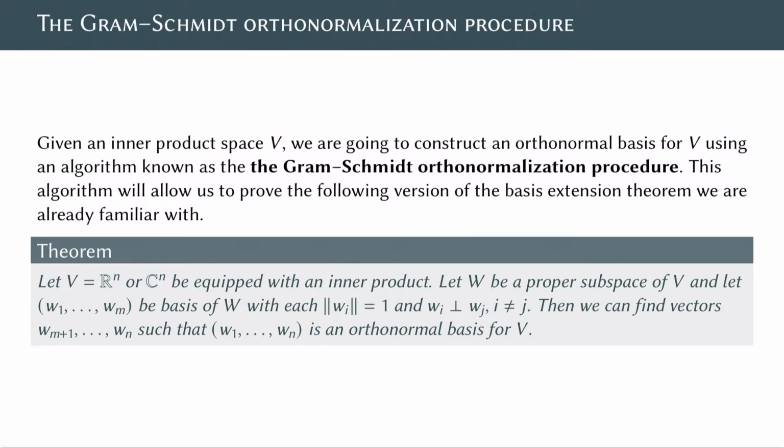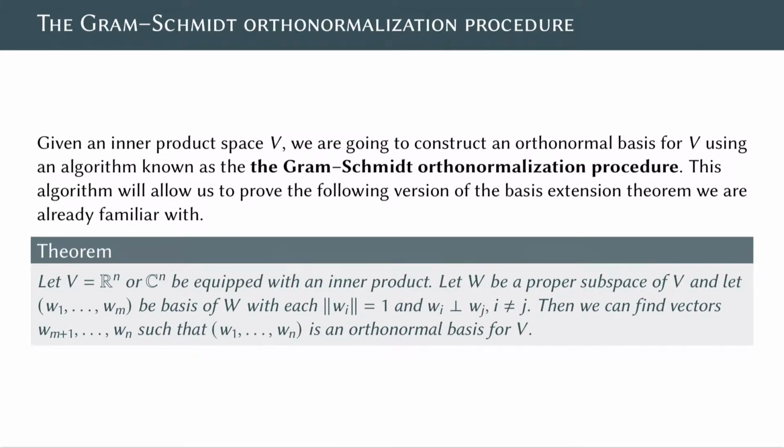And let W1 to Wm be a basis of W. So start with a basis of W such that each norm Wi equals 1. That means these Wi's are unit vectors, and Wi is orthogonal to Wj when i is not equal to j. That means we are starting with an orthonormal basis for this vector space W. Then we can find vectors Wm plus 1 to Wn such that W1 to Wn is an orthonormal basis for V. So starting with any old orthonormal basis for a proper subspace, we can keep adding vectors to it to get an orthonormal basis for V.